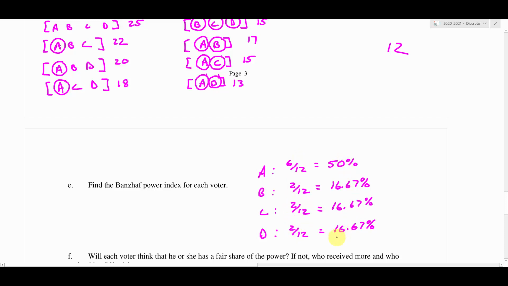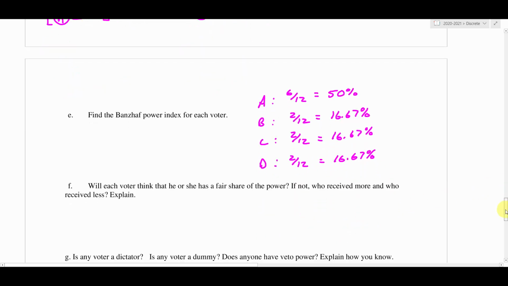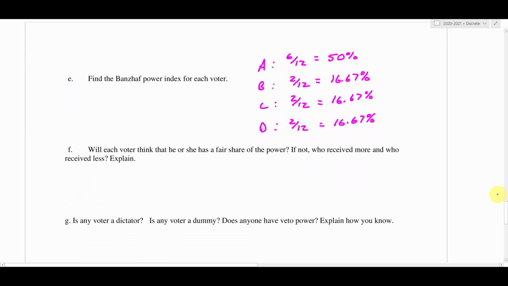That's 100%. So I want to make sure that my percentages add up to 100 at the end to make sure that I didn't miss anything or add anything up wrong. So I can see my power distribution between the 4 candidates here. And then once we have that power distribution, we can start thinking about different things like dummies and dictators and veto power. We can talk about whether or not this particular setup is fair.